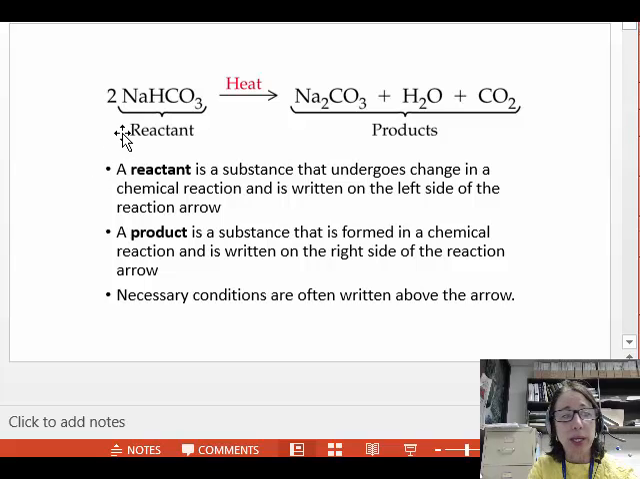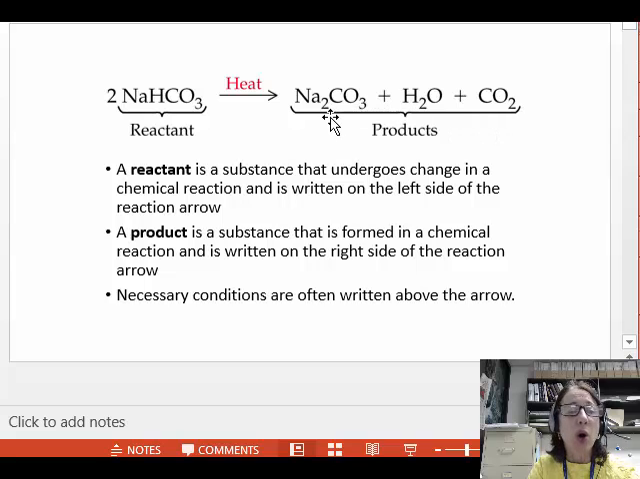2 NaHCO3, or 2 formula units of sodium bicarbonate, forms Na2CO3, or 1 formula unit of sodium carbonate, plus H2O, or 1 molecule of water, plus CO2, or 1 molecule of carbon dioxide.